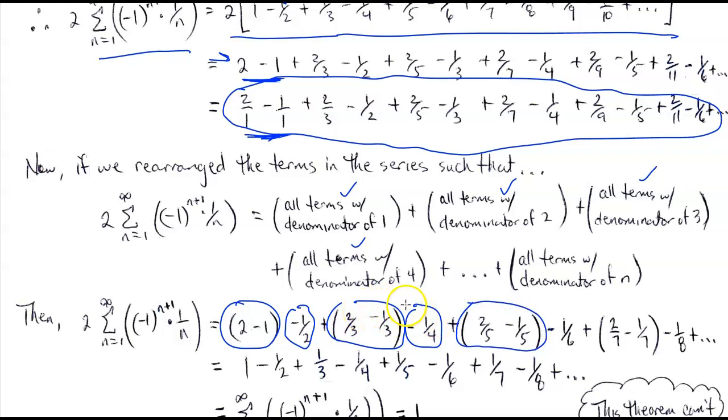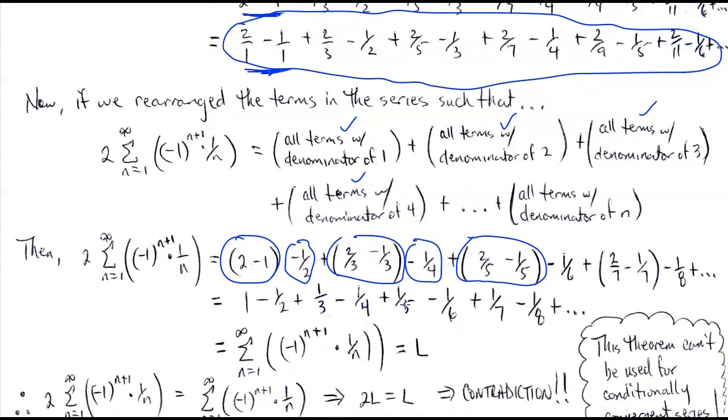Okay. And when I go and add up all these, I end up having this here. But notice that when I write it back in summation notation, this is just the summation of (-1) raised to the n plus 1 times 1 over n. And I'm saying that this equals L.